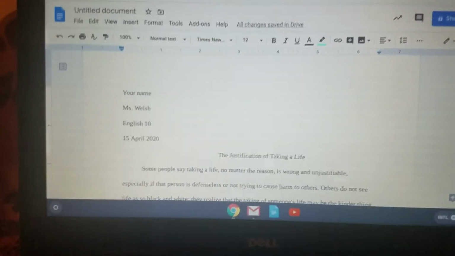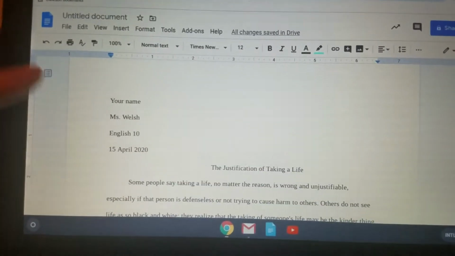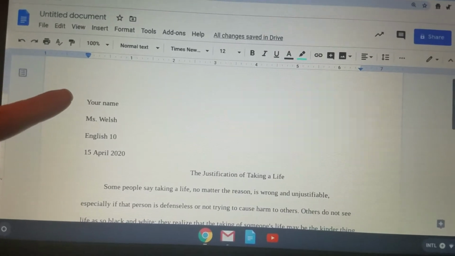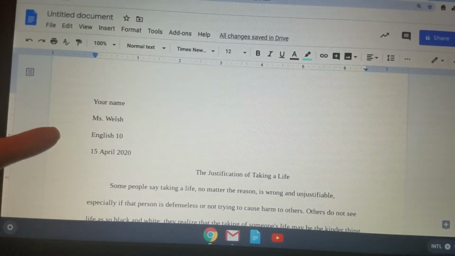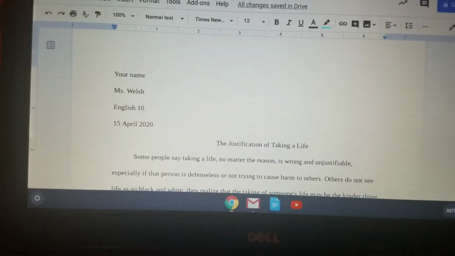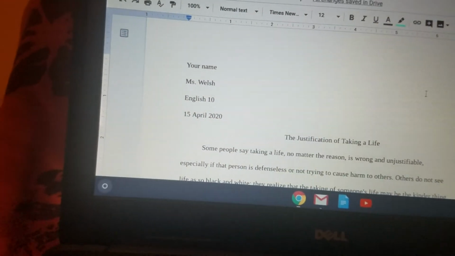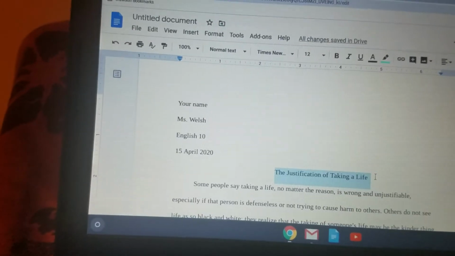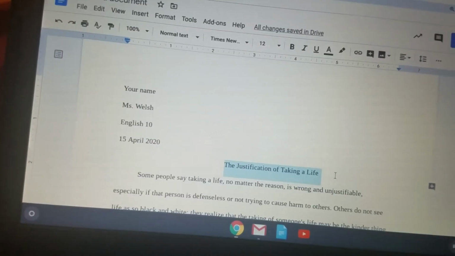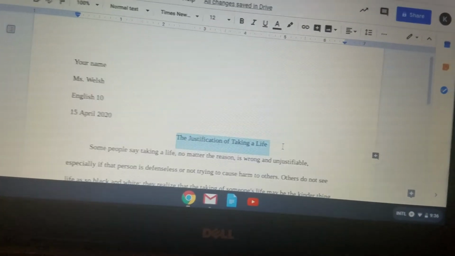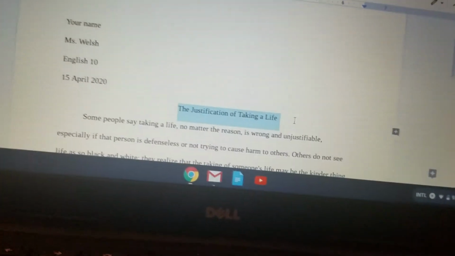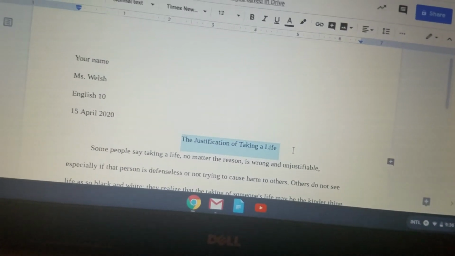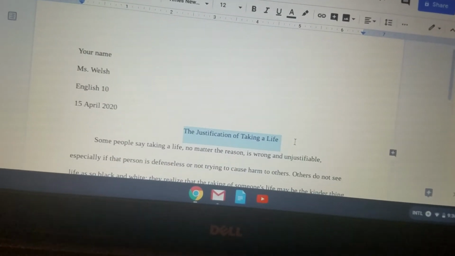Okay, so at the top, you are going to make sure that you have your MLA format here. Put your name, first and last, put my name, put the class, and then put the date that you write it. In the middle, not bolded, not underlined, you want to put a title. And the title should not be Of Mice and Men, because that title's already been taken. You read a whole story about it. So you need to come up with a unique title. The Justification of Taking a Life. That is a quick off-the-cuff title that I just came up with that makes sense with what we are doing.